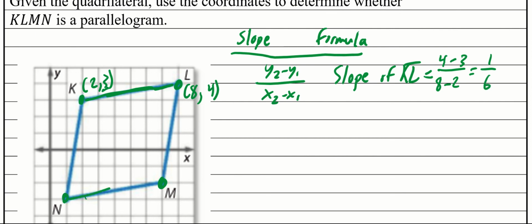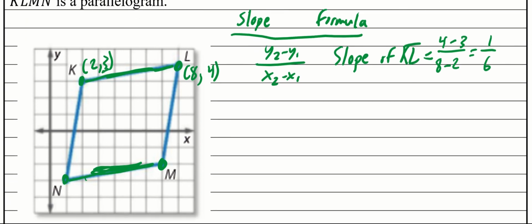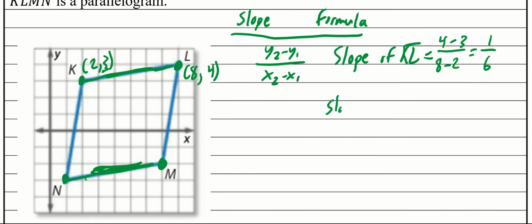If I can show that NM has the same slope, then I'll have one pair of parallel sides. So that's exactly what I'm going to do. I'm going to find the slope of NM, and I'm going to do the same thing. I'm going to use the slope formula here. So N is at the point (1, -3), and then M is at the point, let's count it out, 2, 3, 4, 5, 6, 7, -2. So I have (1, -3) and (7, -2).